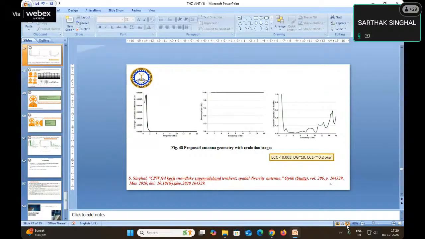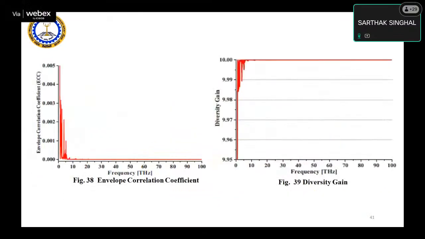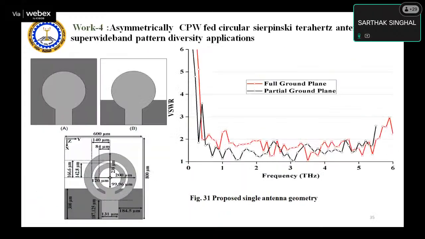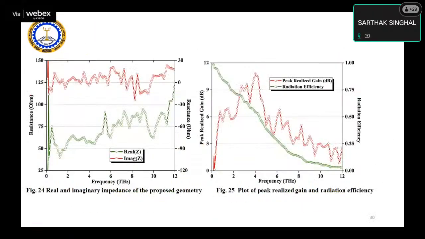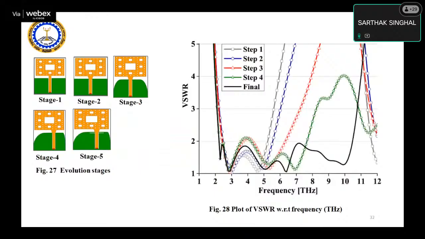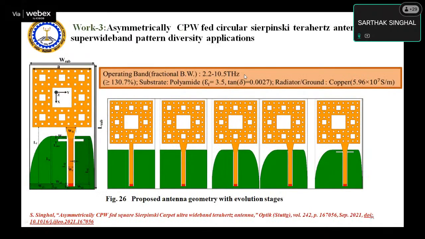So I have discussed a few designs. Yeah, I have discussed this design one, in which a square shaped Sierpinski carpet was designed, and a bandwidth of 2.2 to 10.5 terahertz is achieved.